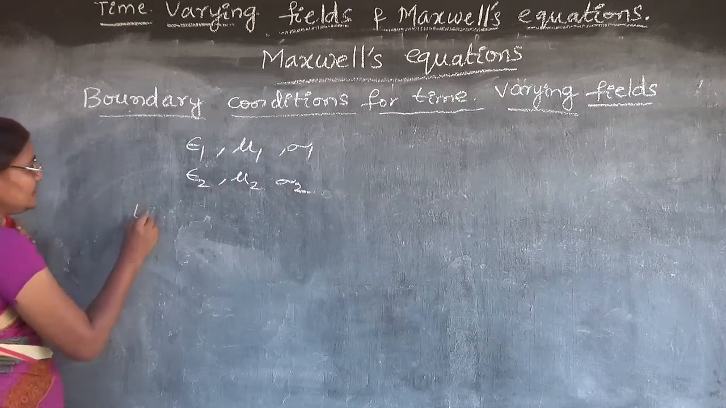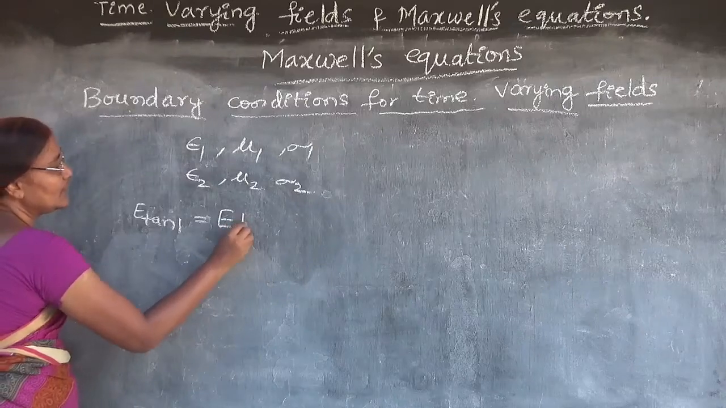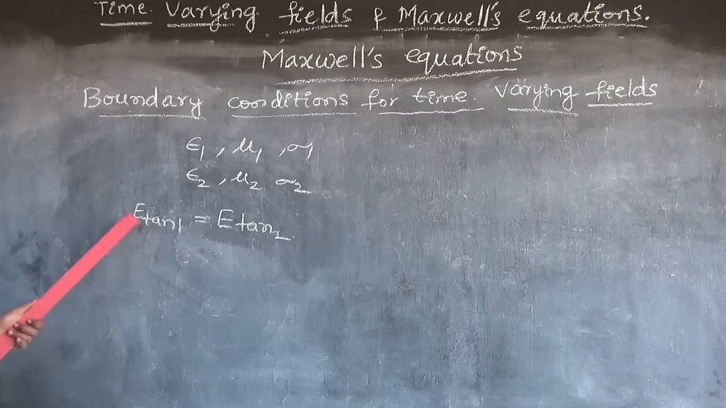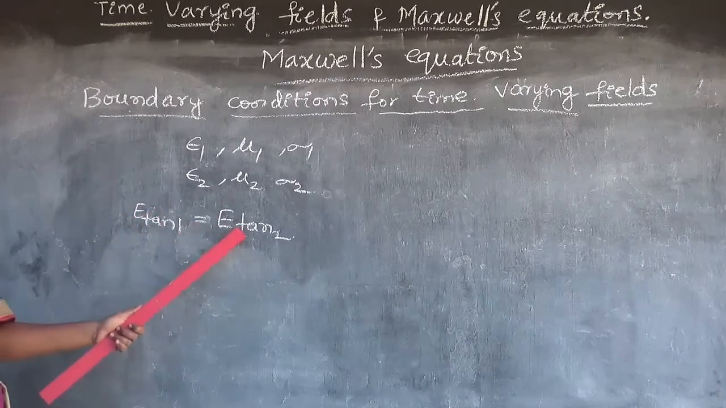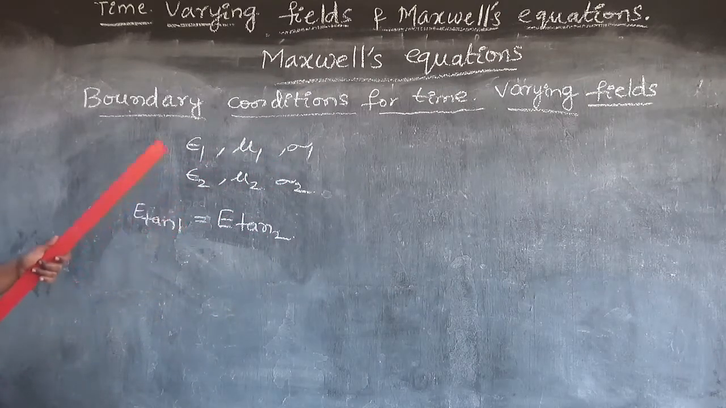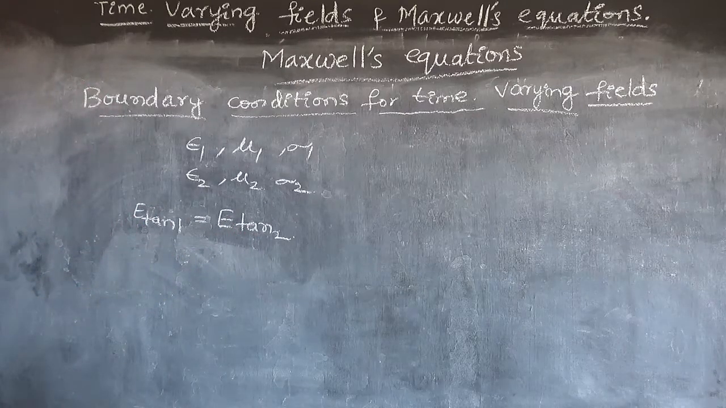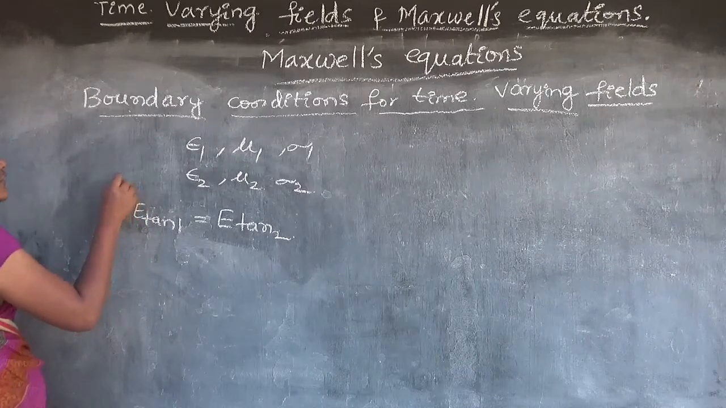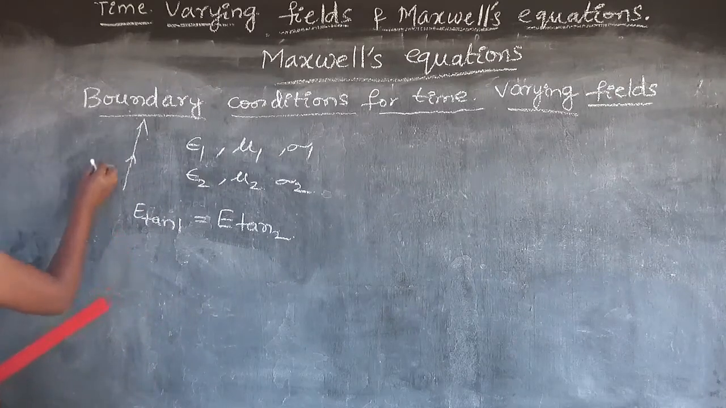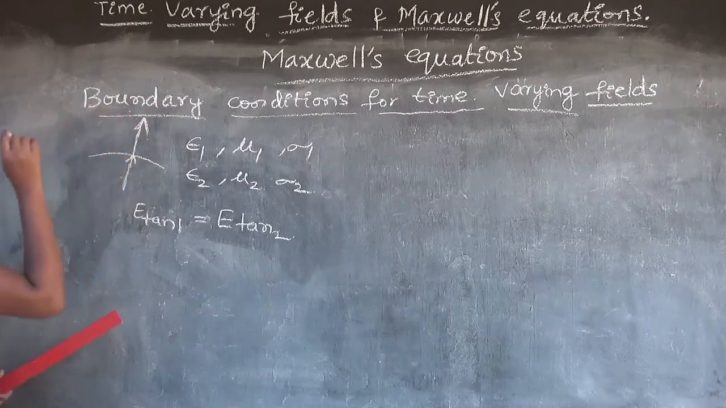Now E tan 1 is equal to E tan 2. That is, the tangential component of the electric field of the first medium will be equal to the tangential component of the electric field of the second medium. That means the tangential component of E will be continuous. At the boundary it won't change, so it will be continuous from medium 1 to medium 2.